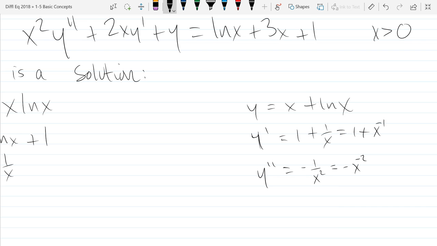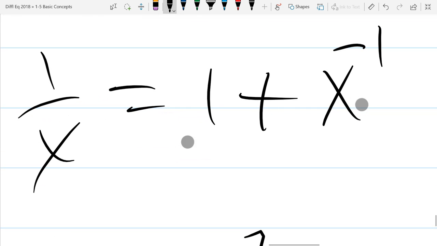I got 1 over x squared, but the negative in y prime, how did you get the negative? Just go off that form. Oh, okay, so you have to drop. Derivative of 1 is 0. I skipped a step. I just did it in my head and didn't write it.